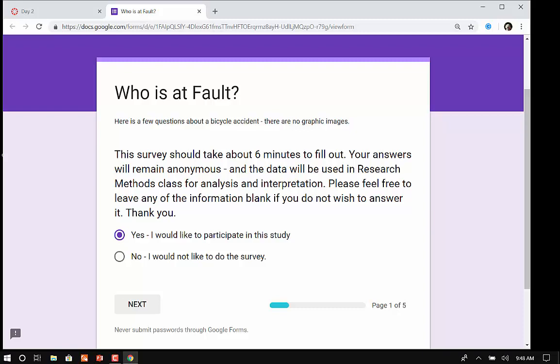This little thing is really important: you don't force anybody to do experiments. You can't trick anybody during experiments. You can't cause harm to anybody during experiments. That's why it says there are no graphic images.